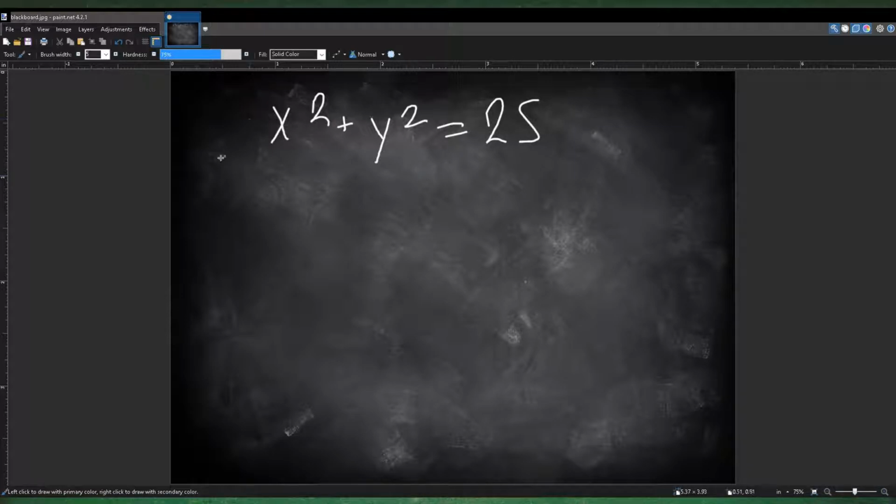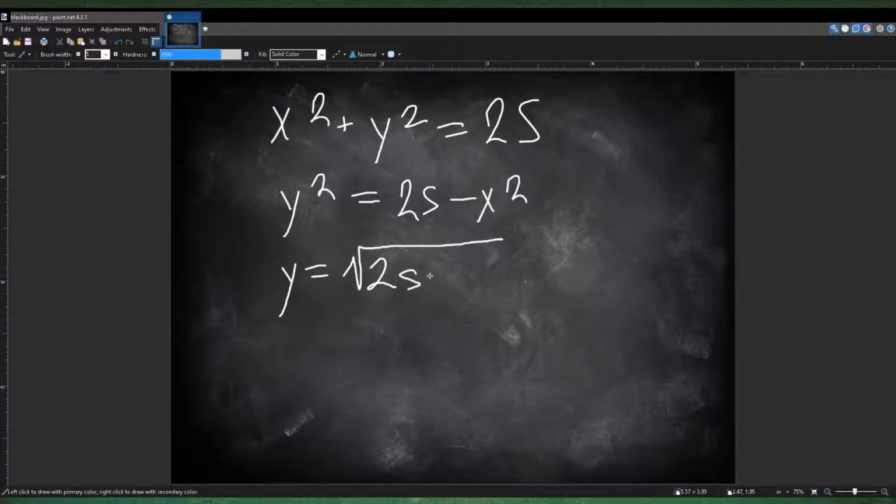The usual case is that you want to have y on one side, right? So let's just say you subtract x squared, so then you have y squared is equal to 25 minus x squared, and then you square root both sides, so you get y is equal to the square root of 25 minus x squared, right? And then you take the derivative of y. You could rewrite this as 25 minus x squared to the power of 1/2, right?